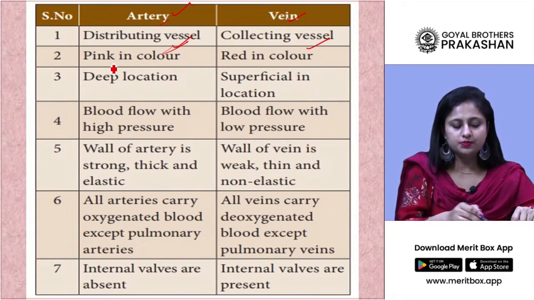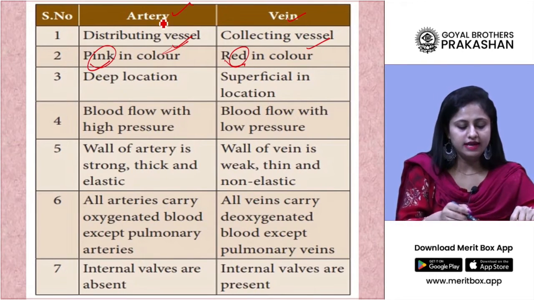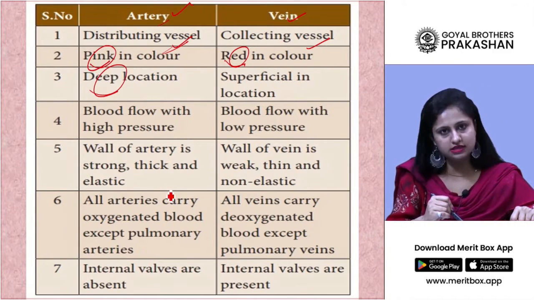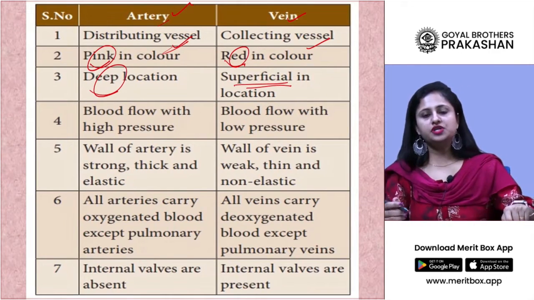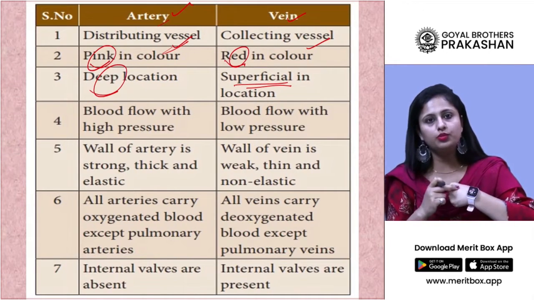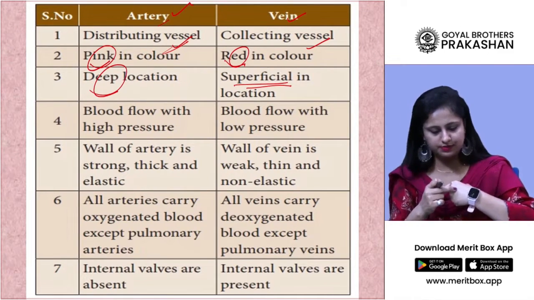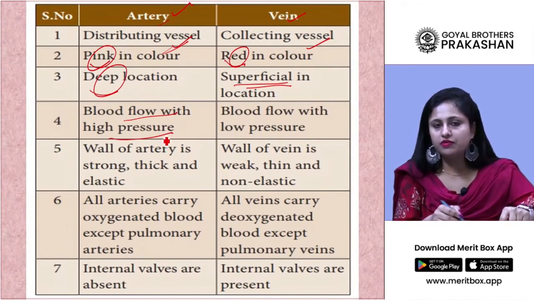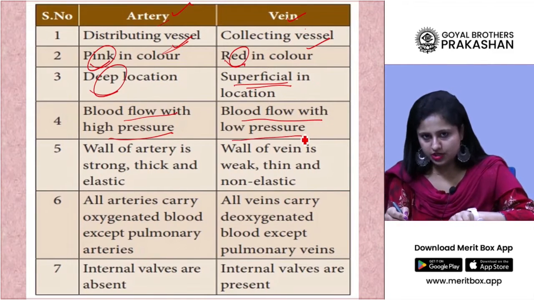Next, artery is pink in color, vein is red in color. Next, artery is deep located, very deep inside our skin, and vein is superficial in location. Superficial means if you look at your hand, this green or blue colored tube-like structure, these are veins. Next, blood flows with high pressure in an artery, and in veins the blood flows with low pressure.